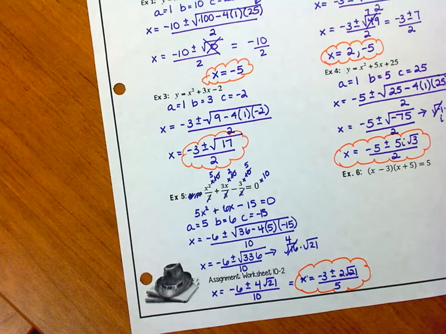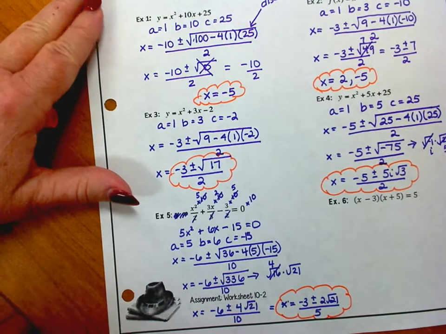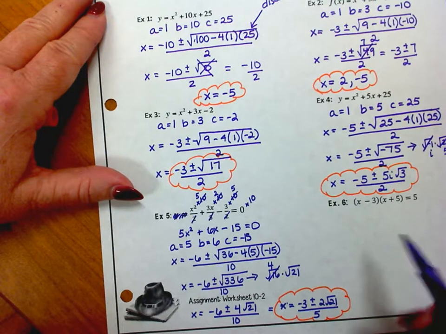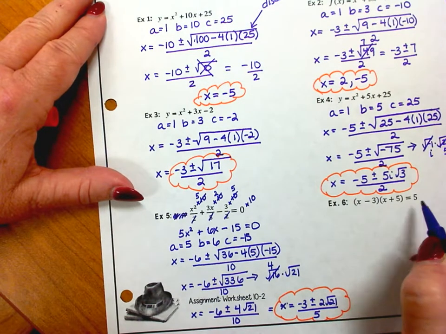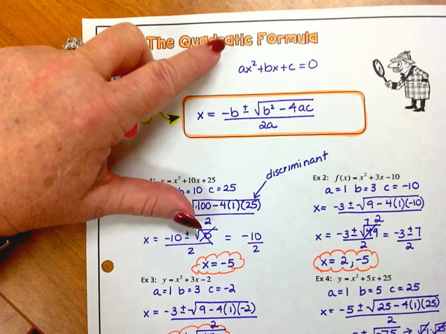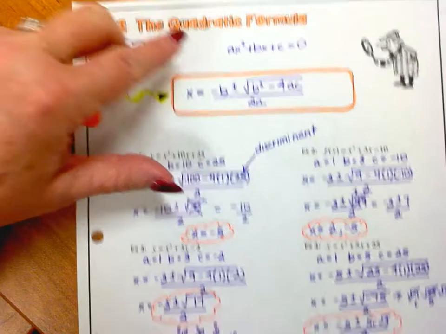Okay, last one. Okay, this one's not set up right. This one's in factored form, except it's set equal to 5. So what we want to do is go ahead and multiply it out, and then move the 5 over so it's all set equal to 0, like it is up here in standard form.